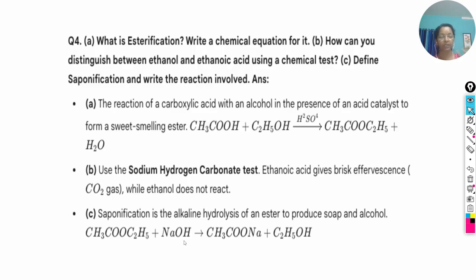Saponification is very much given in the text. It is a disintegration or breaking of an ester into the corresponding acid and alcohol in the presence of an alkali. Since an alkali is present, the acid formed is converted into the corresponding salt. And you can give the equation. Saponification reaction: ester plus NaOH gives sodium ethanoate plus ethanol.